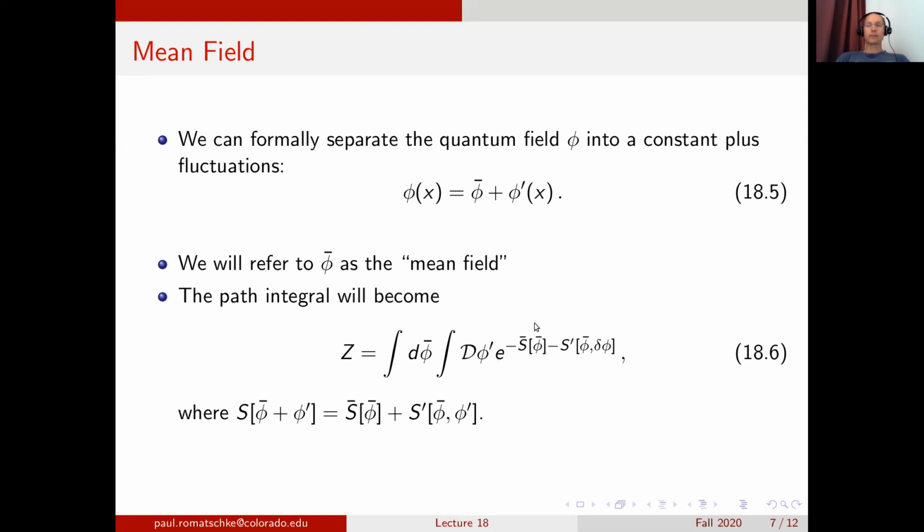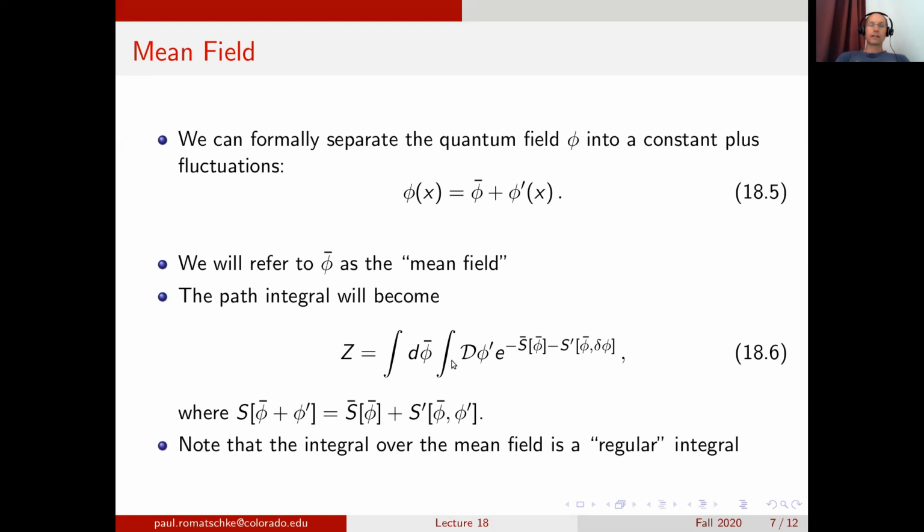Similarly, the action will have two parts. It will have an action that just depends on the mean field and a residual part that depends on the mean field and the fluctuations. The point to realize is that indeed the integration over the mean field is a regular integral rather than a path integral, and that will be important in the following.